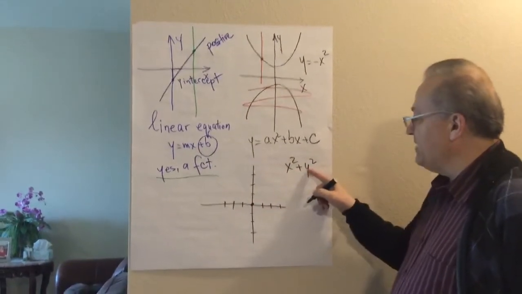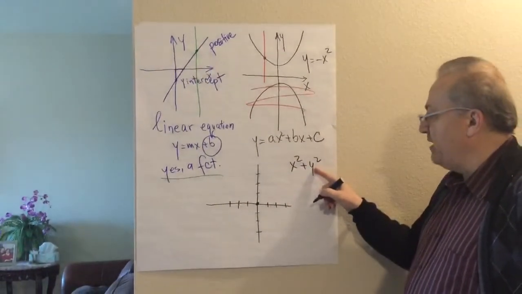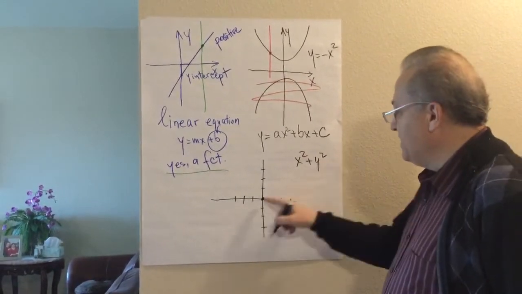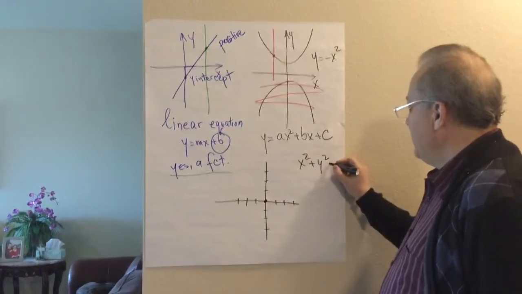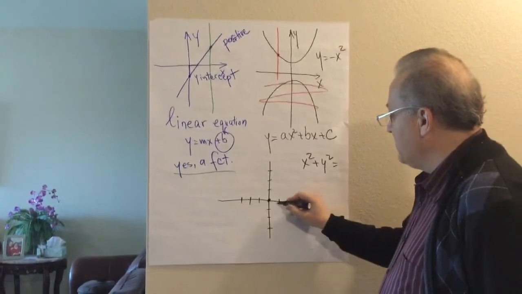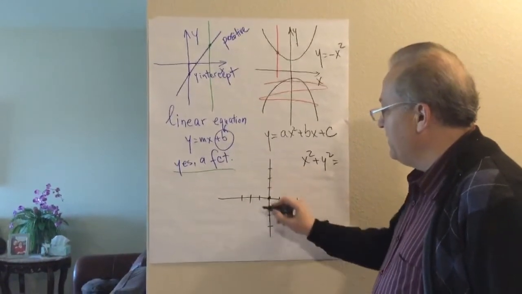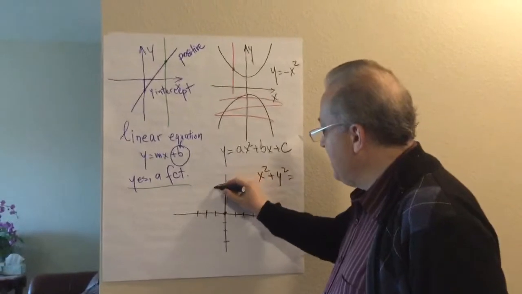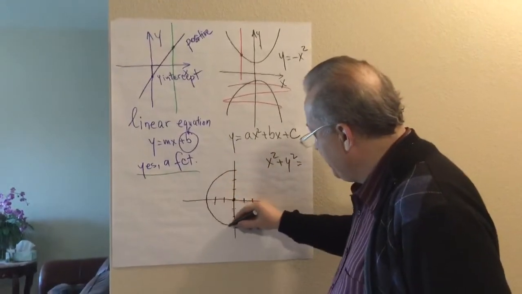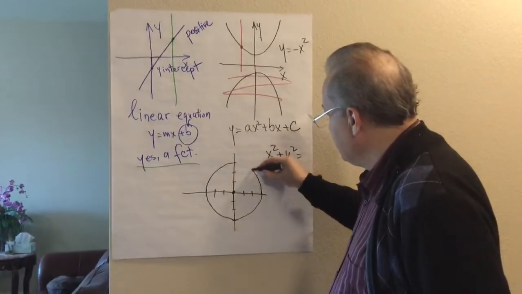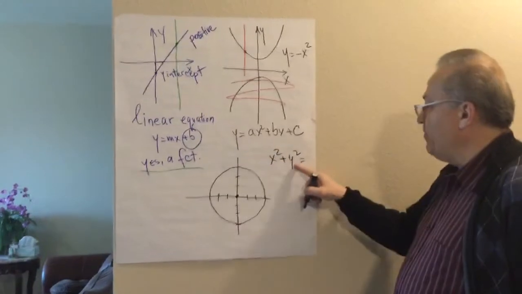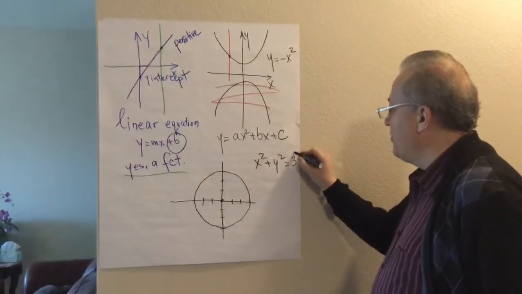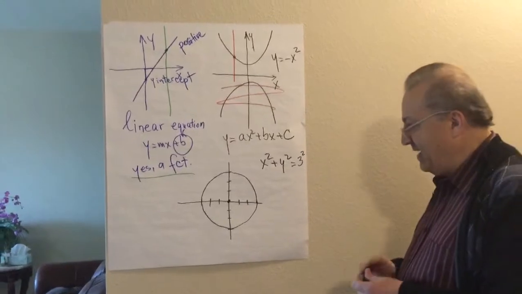Is there anything next to y squared, or is it in parentheses? No, because I started at the origin. And then my radius is 3 this way, 3 this way, 3 this way, 3 this way. Remember, radius is the same all the way around. Now, x squared plus y squared is equal to the radius to the second. 3 to the second, okay?